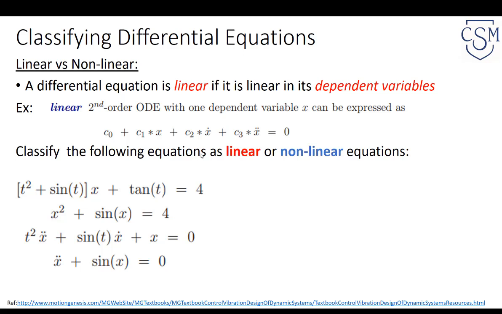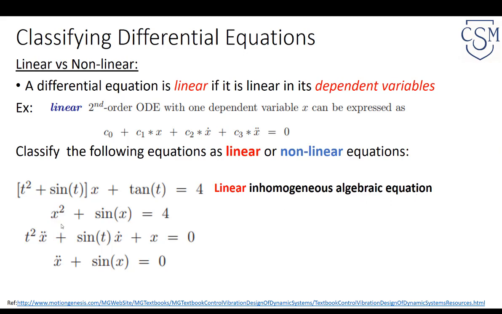Classify the following equations as linear or nonlinear equations. This first set of equations has nonlinear terms, but these terms, t squared and sine t, are the independent variables. We see that the dependent variable x is linear. Therefore, we can classify this as a linear inhomogeneous algebraic equation.